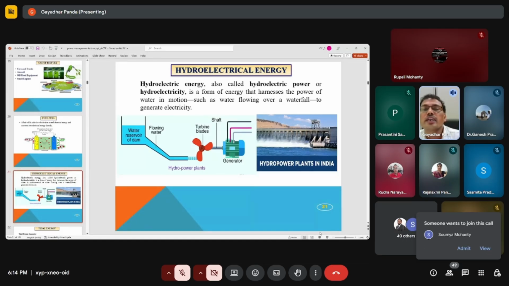This is the hydroelectric energy. It is not required to discuss here in this particular lecture hour.